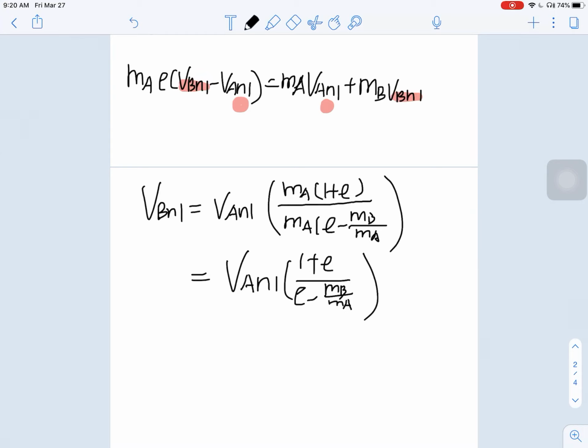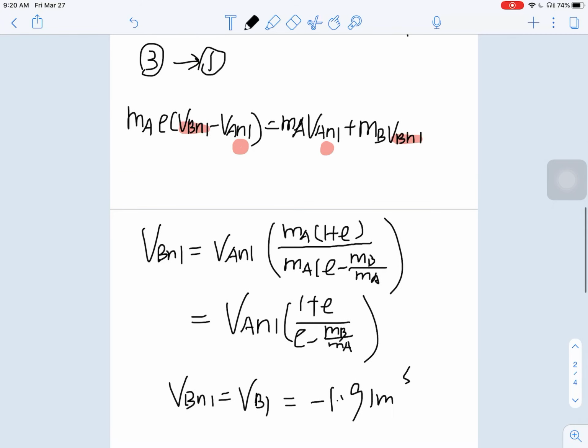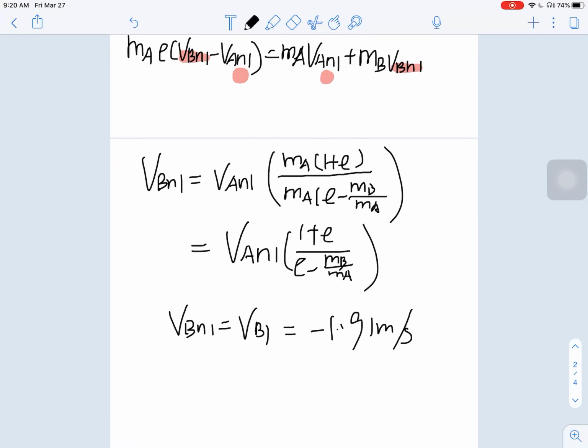Okay, this is the final expression for VBn1. We can substitute VAn1, e, MB and MA into the equation. Then you end up with VBn1, which is VB1, what we need to find, equals negative 1.91 meters per second. Okay, this is the answer to this problem. And the direction is to the left.